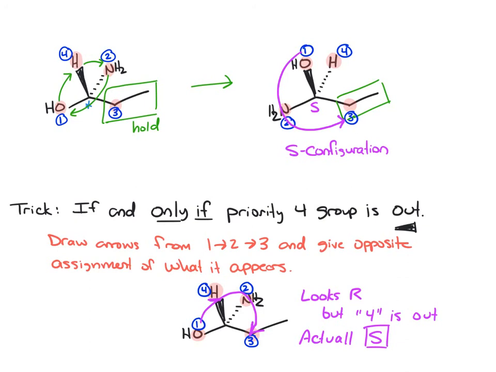Just make sure you're careful, because if the priority 4 group happens to be in the plane, you cannot use this trick. You'll have to just do a regular rotation to figure it out.